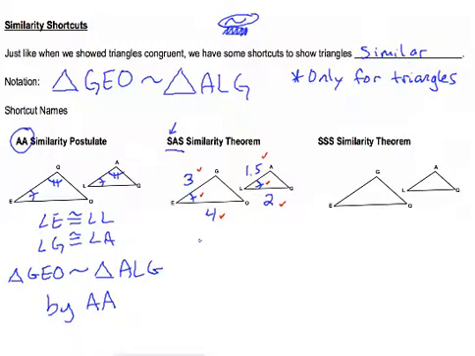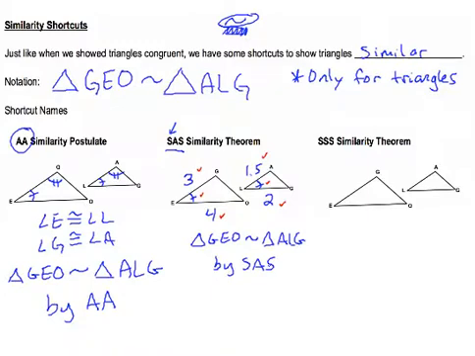And again, I could say that triangle GEO is similar to triangle ALG by side-angle-side. The side-angle-side similarity shortcut.